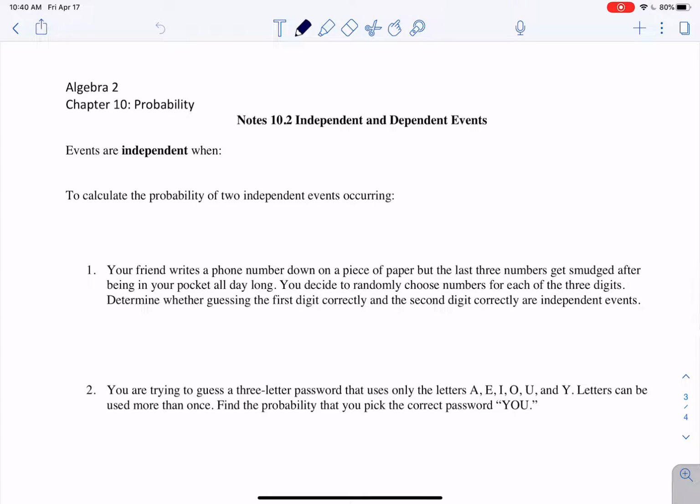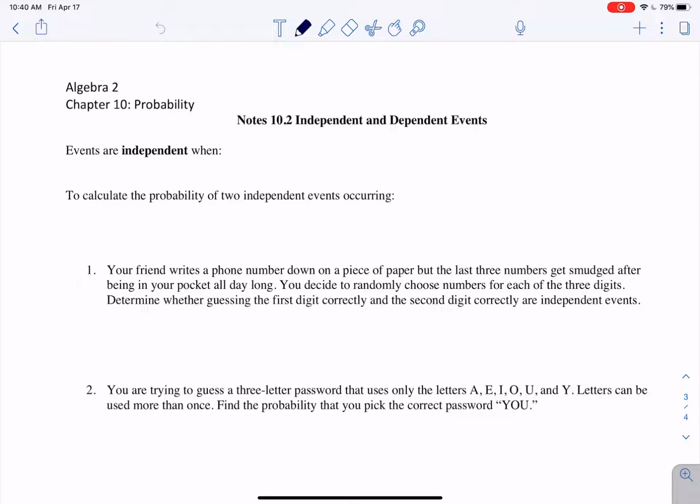Okay, so we're continuing on with chapter 10, and this is 10.2, which is independent and dependent events. So we're looking at more ways to find probability when we start making these events a little more complicated to look at. So here we have probabilities of two different things happening, or three different things happening. We want to know how do we calculate probabilities of multiple things happening. So when we have multiple things happening, we want to know if those things are independent or dependent.